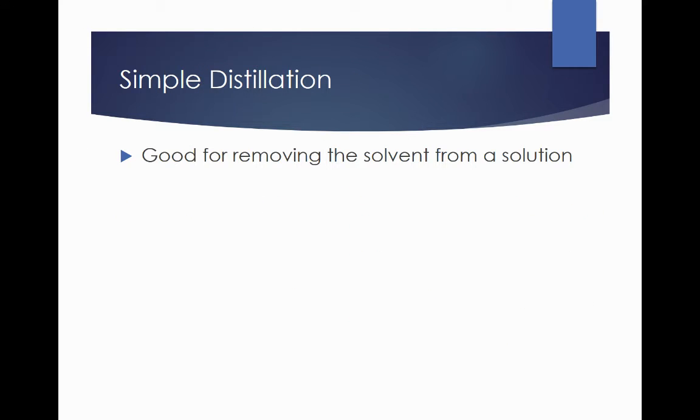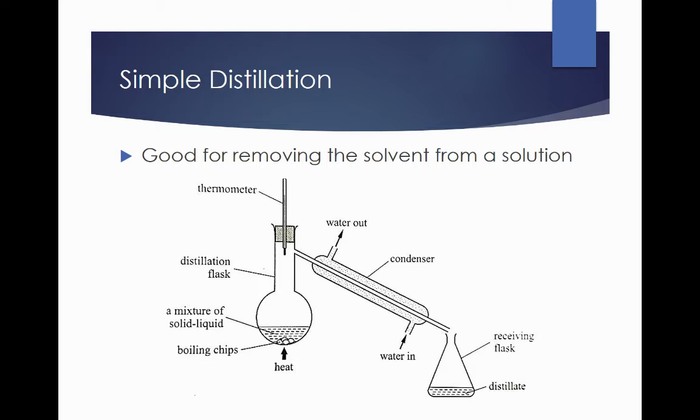Now, simple distillation is the first separation technique that we're going to look at, and it is very good for removing the solvents from a solution. Now, this setup is something that is familiar to you. It is good to remove the water from a sample of salt water, for example, the seawater that we always use, as an analogy, when we are stranded on an island. Now, the thing that you need to take note of will be the condenser, the position of the water in and the water out, as well as the purpose of adding boiling chips into this setup to ensure smooth boiling.